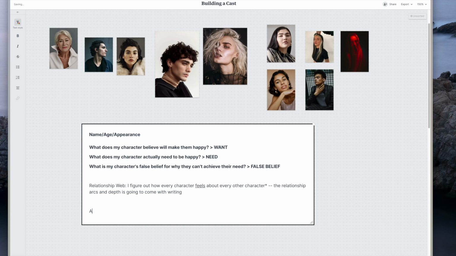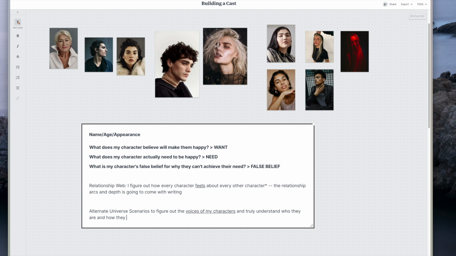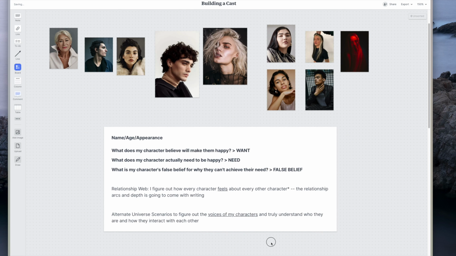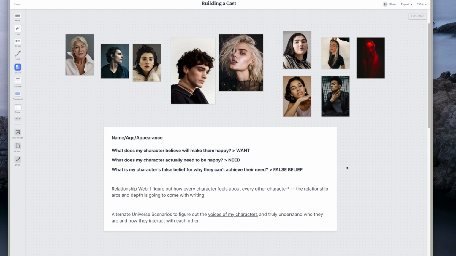And then I create these alternate universe scenarios to figure out the voices of my characters and truly understand who they are and how they interact with each other. So that's it. That's how I build a cast. I found this process to be the most helpful. I feel the most prepared I've ever been to actually write a story with these characters after figuring out their wants and needs and also throwing them in a coffee shop and Disney World.